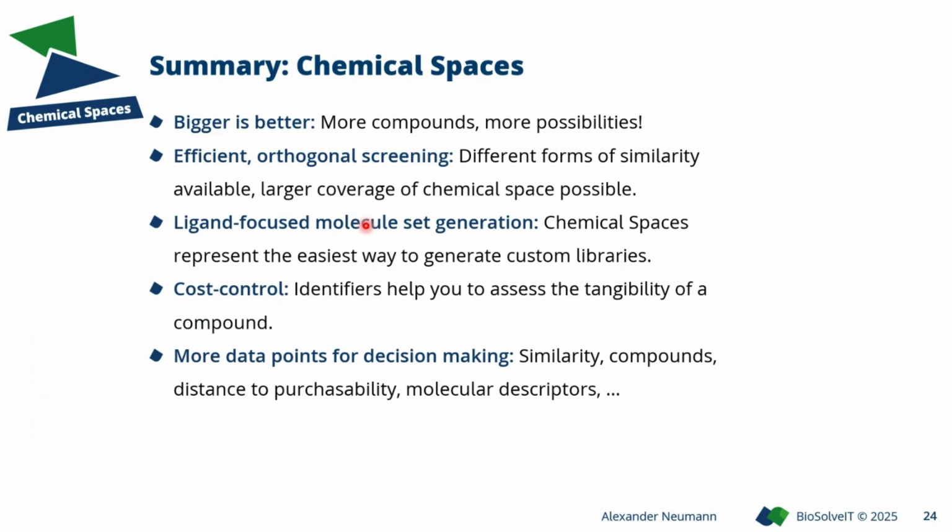Okay, let's summarize what we have learned so far. The bigger, the better. More compounds, more possibilities, which means more data points to feed into your workflows. To be efficient and cover more chemical space by searches, you need orthogonal screening, which means please use different screening algorithms to retrieve more compounds that cover more of the chemical space that is available, that is also tangible. The chemical spaces can be used for custom library generation.